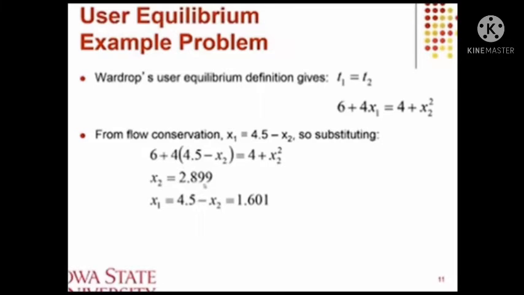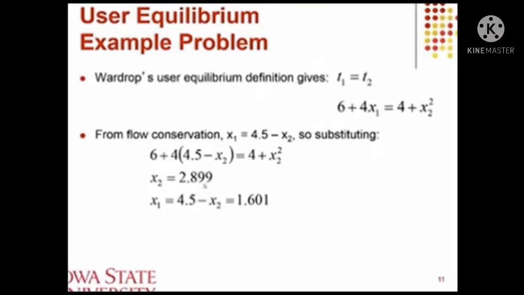Wardrop's user equilibrium definition gives T1 is equal to T2. So we have an equation here: 6 plus 4x sub 1 is equal to 4 plus x sub 2 raised to the power of 2. From flow conservation, x sub 1 is equal to 4.5 minus x sub 2. So we have here the value of x sub 1.